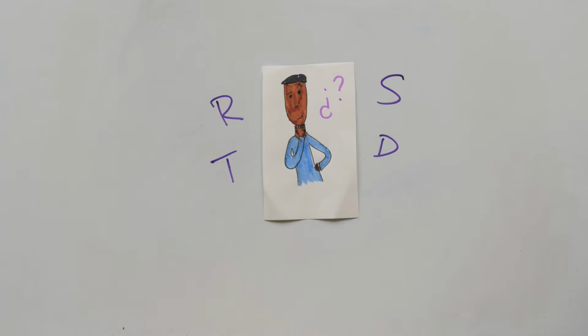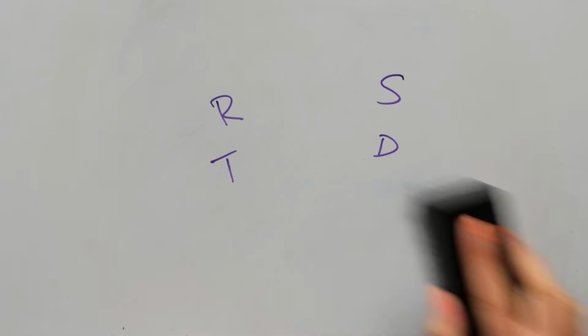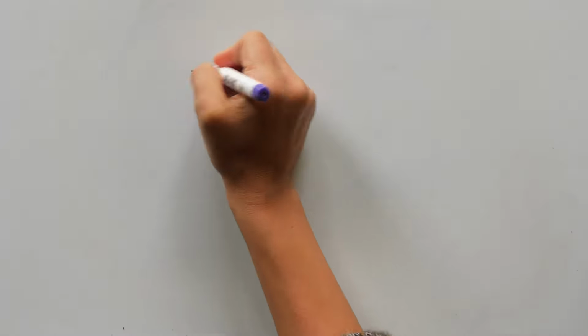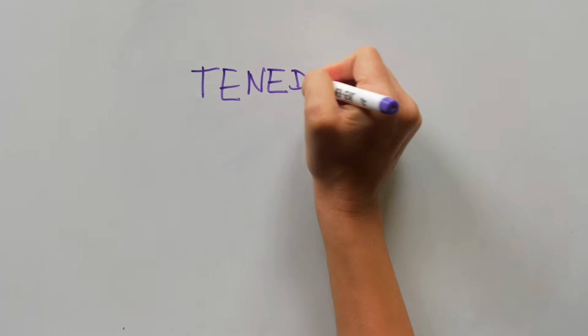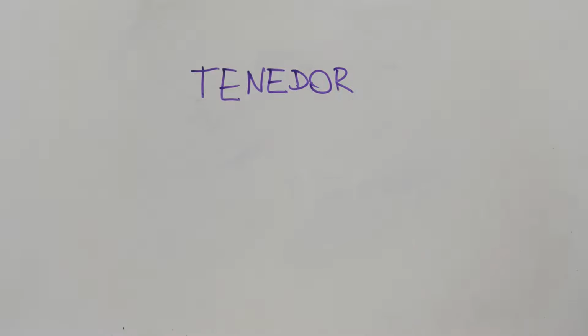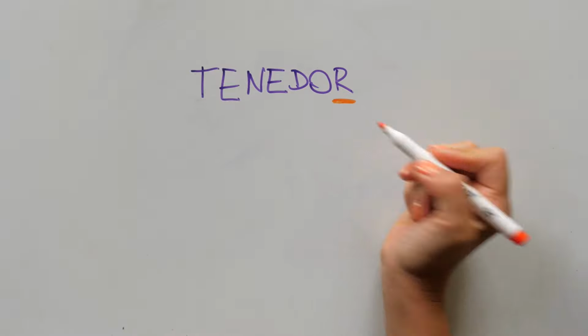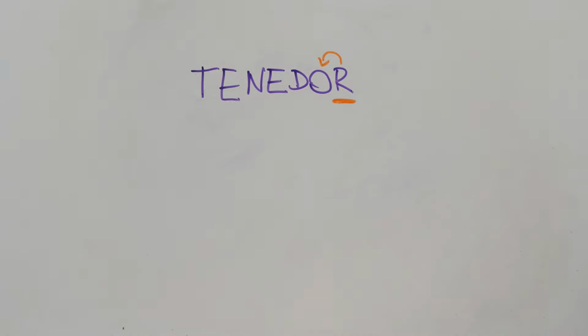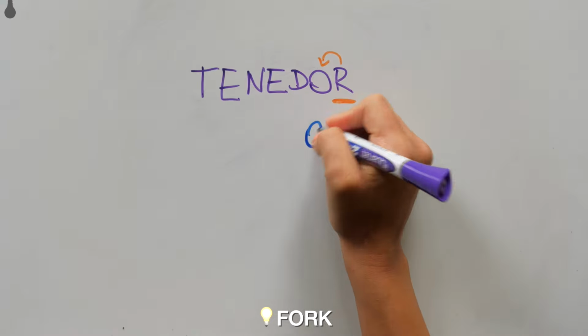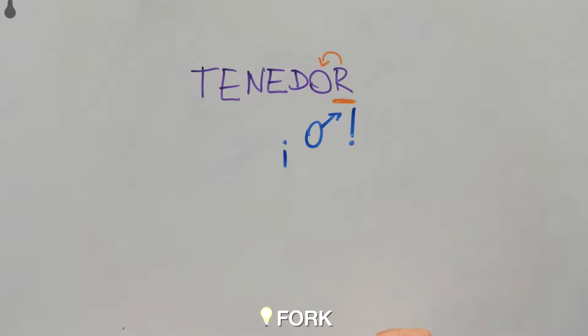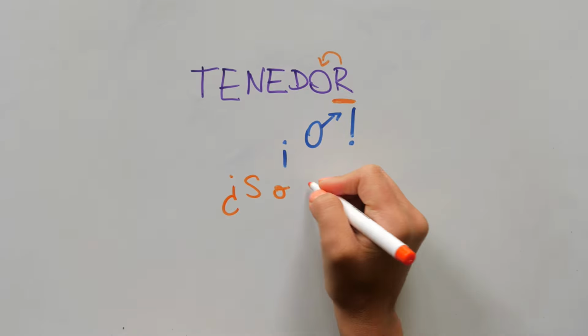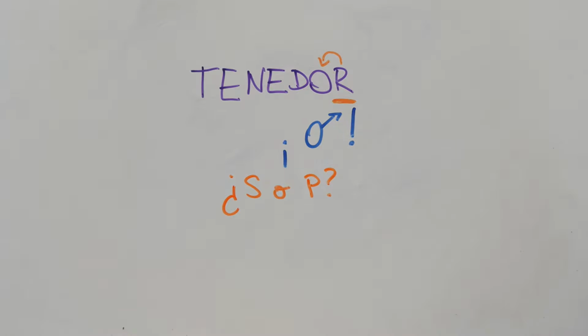So, is it an A? Great, then the word is a girl. Well, most of the times. Let's take a look at tenedor. Is it masculine or feminine? Well, it ends in an R, so we need to look at the second to last letter, which is an O. Great, it's a boy. Forks are boys. Now, is it singular or plural?